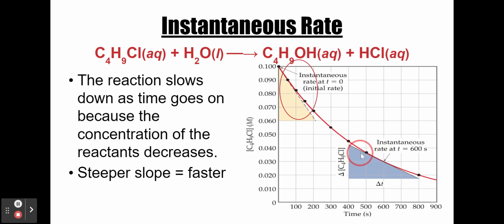Remember, the more particles you have in a solution, the more they're going to bump into each other, the more they're going to react. But as time goes on, you're removing reactant, so less collisions, less reactions. Okay, so a steeper slope is going to be faster. A less inclined slope is going to be slower. So the instantaneous rate at 600 seconds is going to be slower than the instantaneous rate at time 0. Okay, so those are the two comparisons.